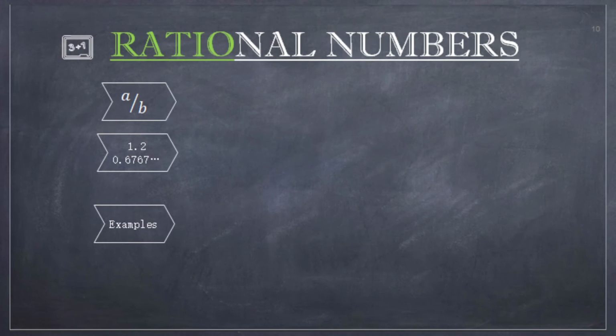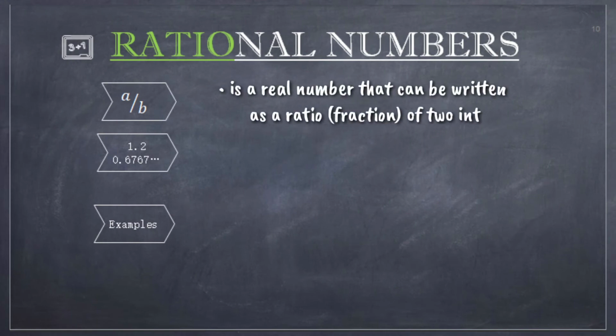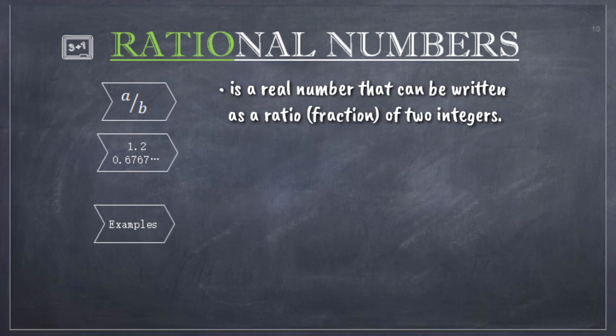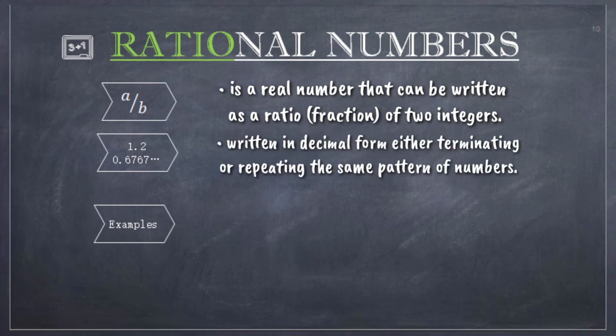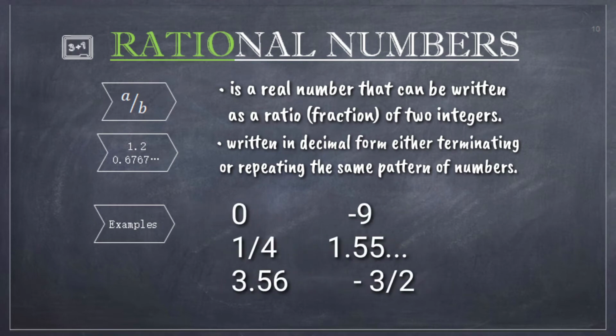Meanwhile, a rational number is a real number that can be written as a ratio or fraction of two integers. It can also be written in decimal form, either terminating or repeating the same pattern of numbers. For example, 0, 1/4, 3.56, negative 9, 1.5555, and negative 3/2.